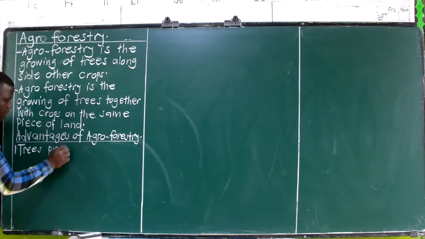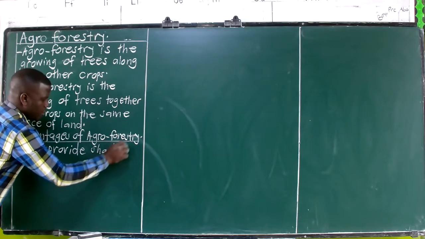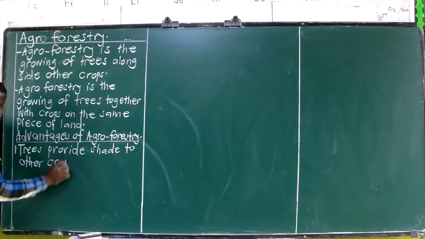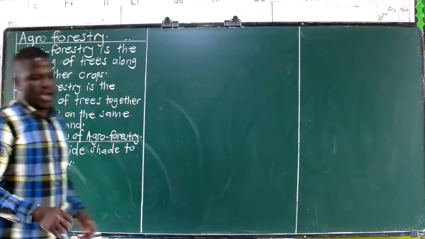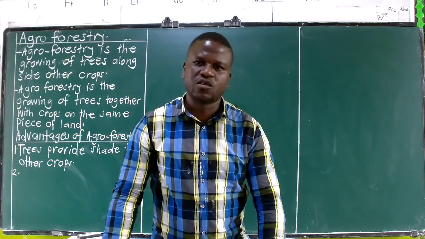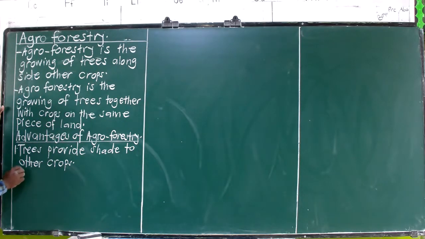Trees provide shade to other crops. Number two, trees control soil erosion.